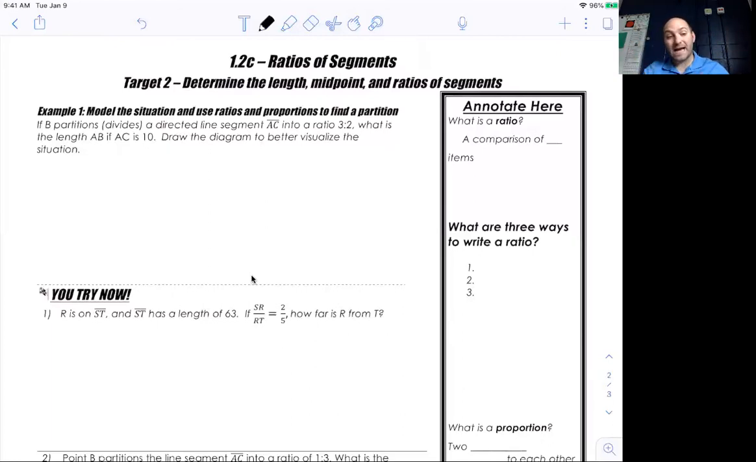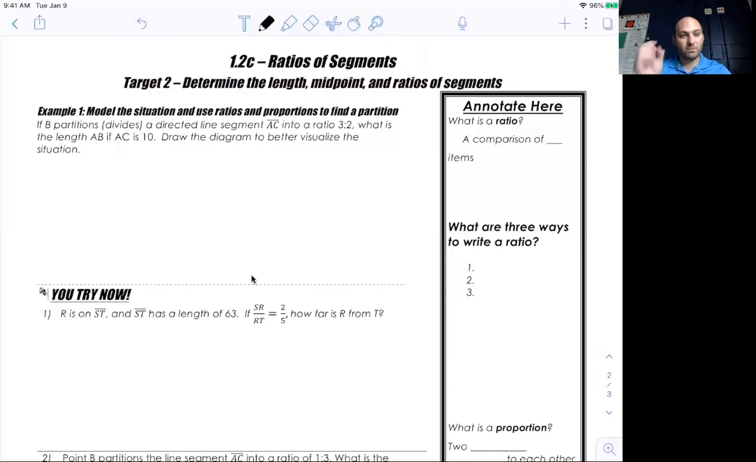Here, it might not. So in this example, if B partitions or divides a directed line segment AC into a ratio of 3:2, what is the length AB if AC is 10? A lot going on there. Again, when in doubt, draw it out.